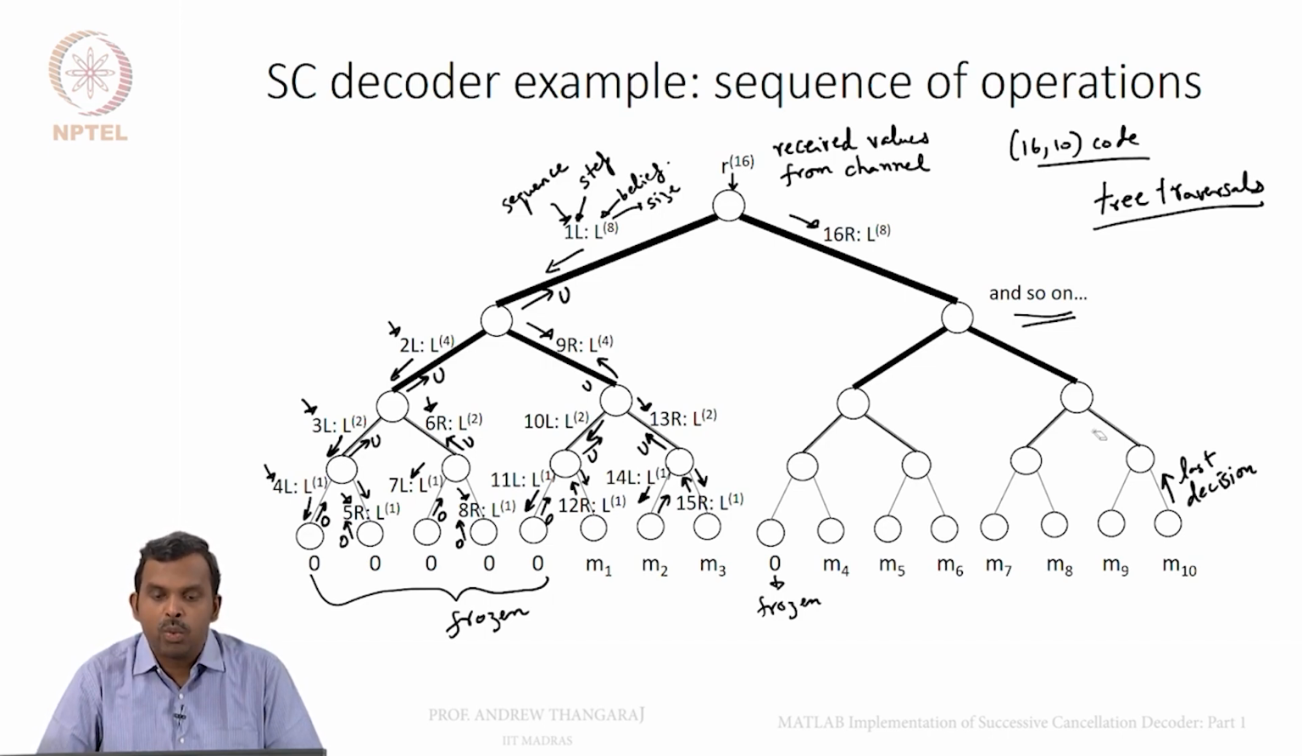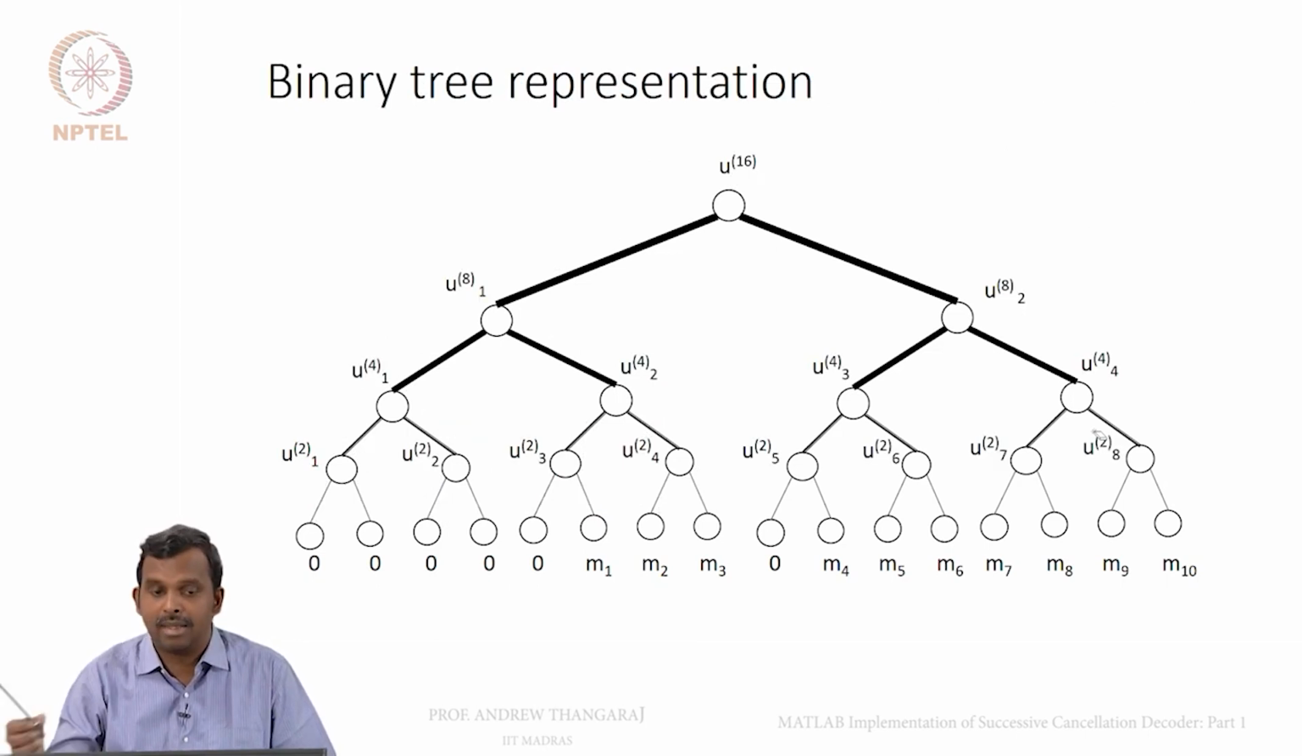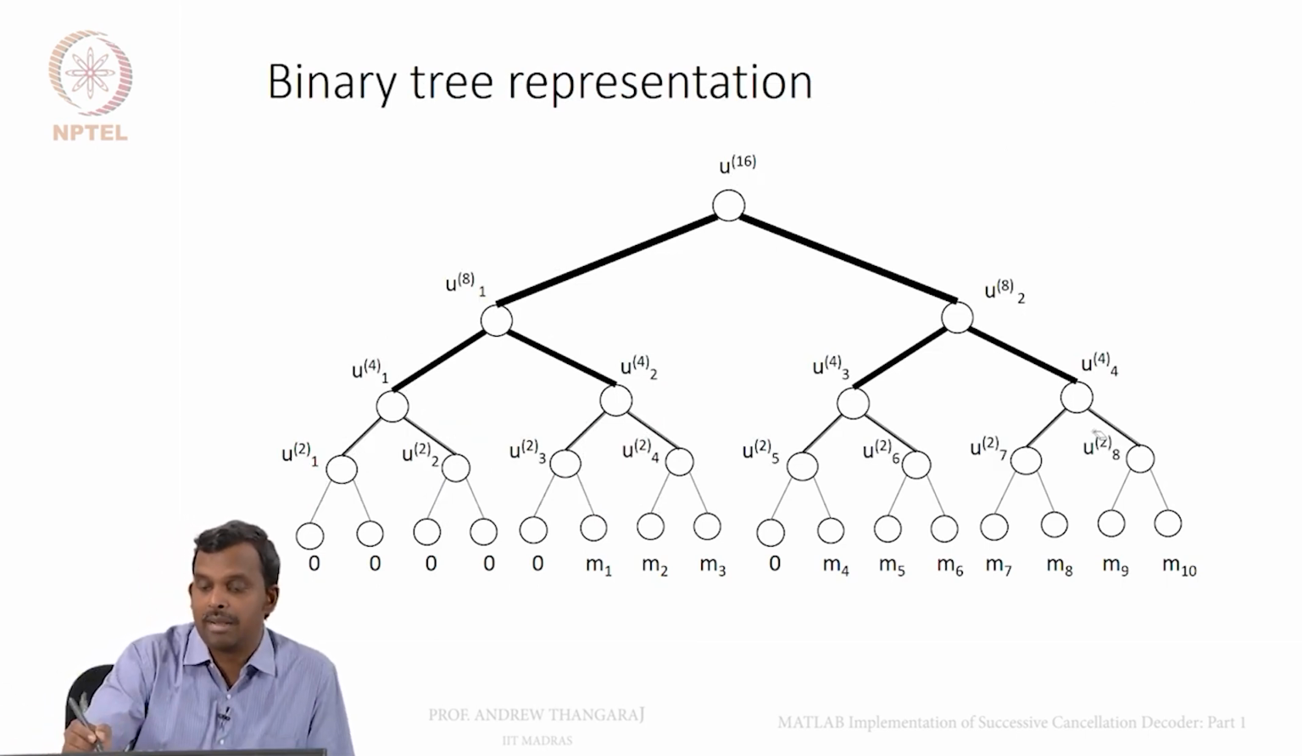Okay, so what will it take to implement this decoder? Of course, you need a lot of representation inside the code. How will you represent things? The first thing you need to represent is the tree itself. So how do you represent the binary tree?